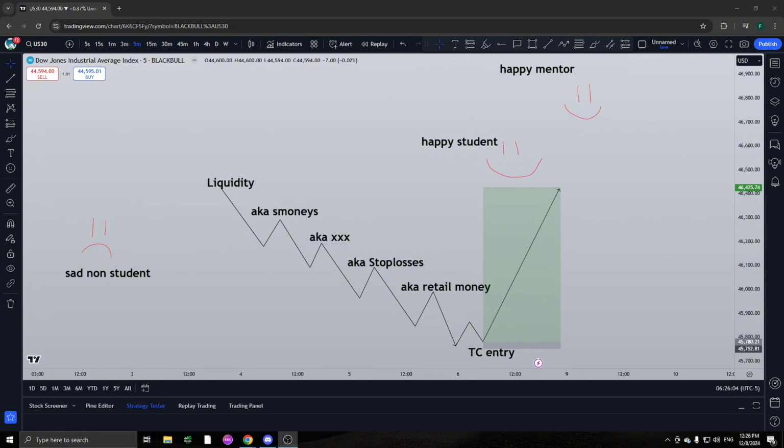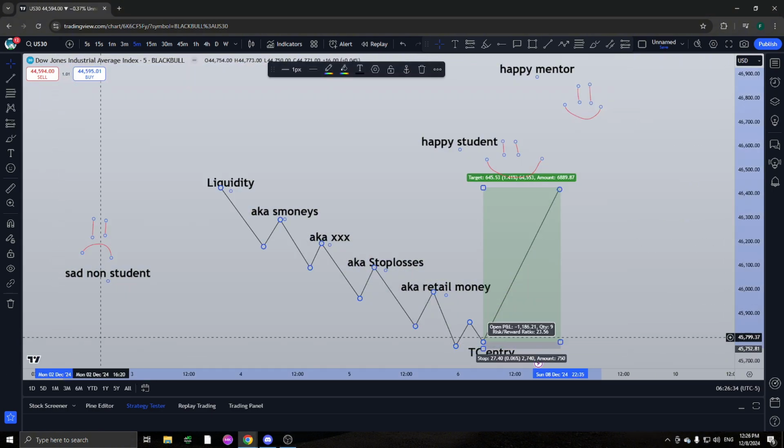So I made a pretty cool drawing. It's liquidity, but people use a lot of different names for it. We say money sometimes in the group. You got people that mark it out as XXX. You got stop losses, retail money, Candyland, Disneyland, whatever you want. Then this is the Tradecademy entry, of course. Happy student, happy mentor, sad non-student because he lost all of his money. So let's delete this and get right into it.